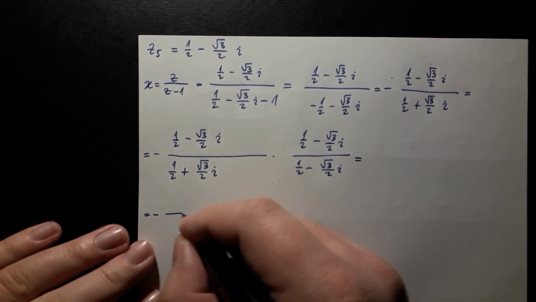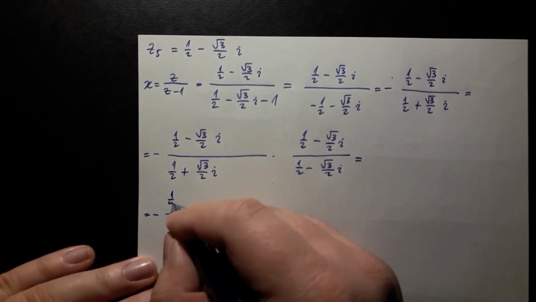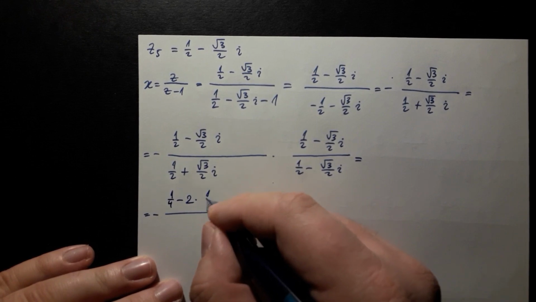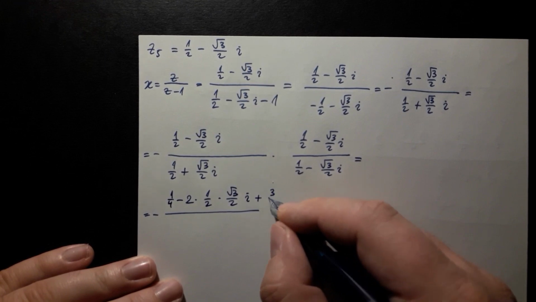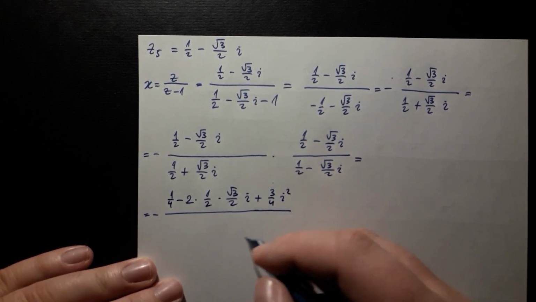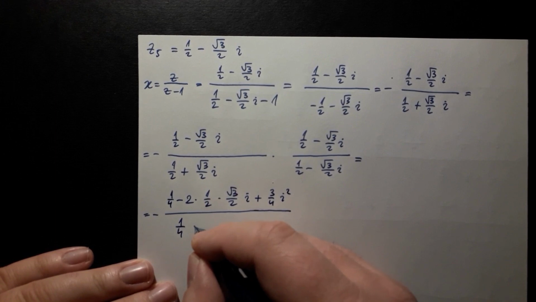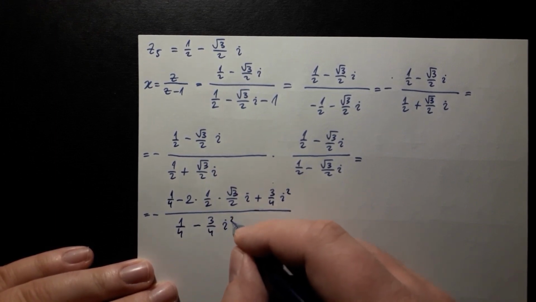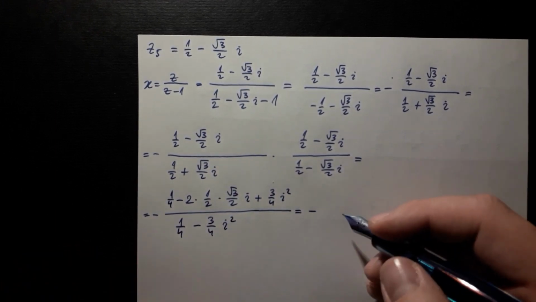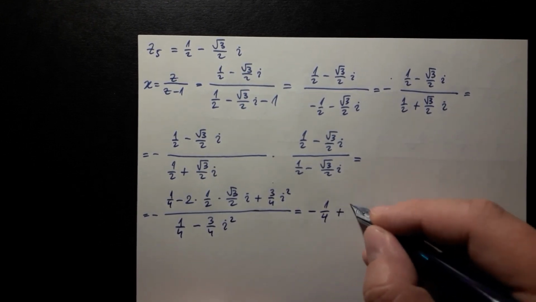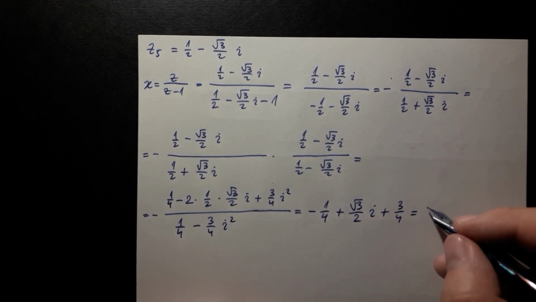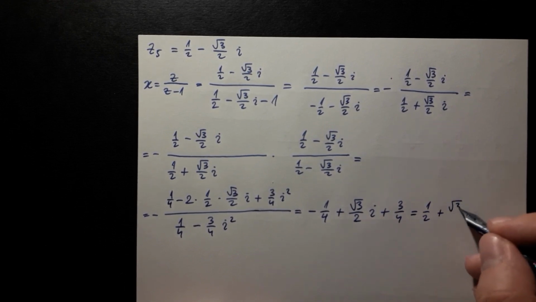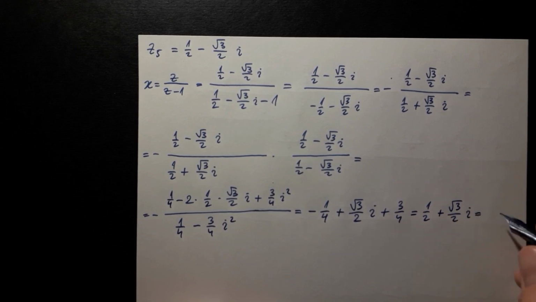which is then equal to negative 1/4 minus 2 times 1/2 times the square root of 3 over 2 i plus 3/4 i squared, divided with 1 over 4 minus 3 over 4 i squared, and that is equal to negative 1/4 plus square root of 3 over 2 i plus 3/4, which is equal to 1/2 plus square root of 3 over 2 i, which is equal to x4 in our first method.